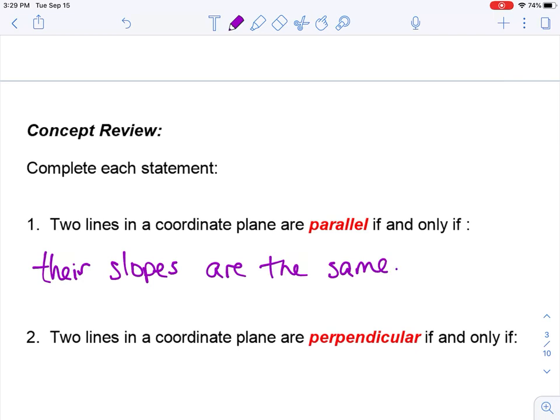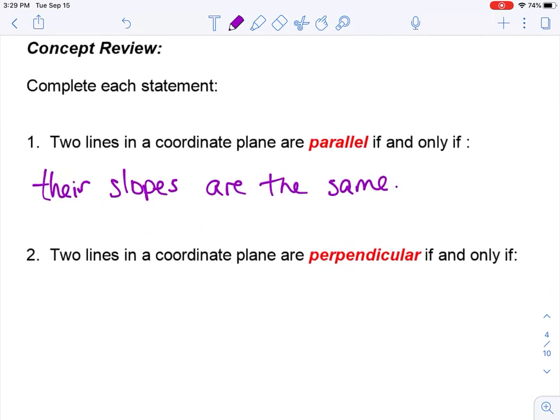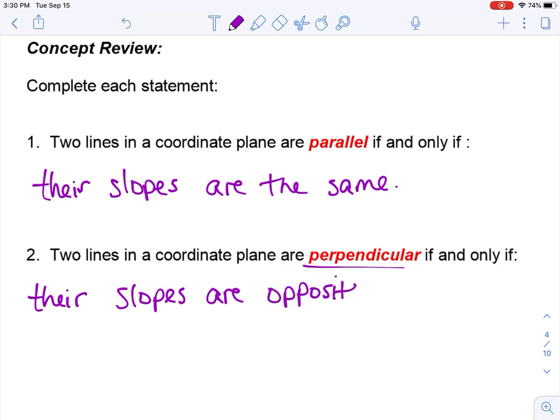And secondly, two lines in a coordinate plane are perpendicular if and only if... I'm not going to use the postulate definition, although that works too. I'm going to say their slopes are opposite reciprocals. That means if you see a positive, the slope becomes negative. If you see negative slope, it becomes positive.